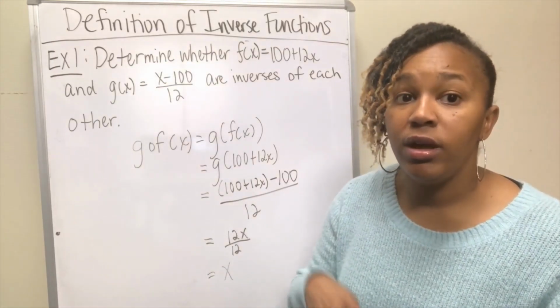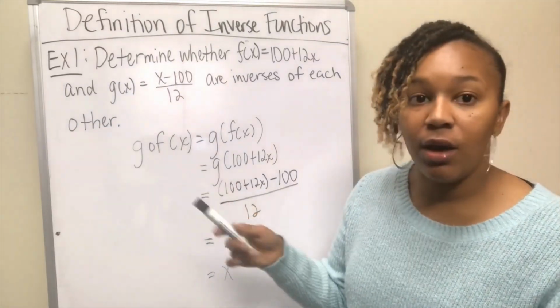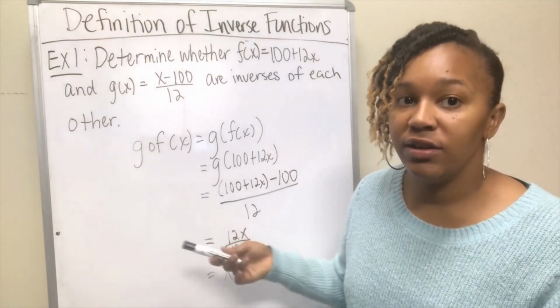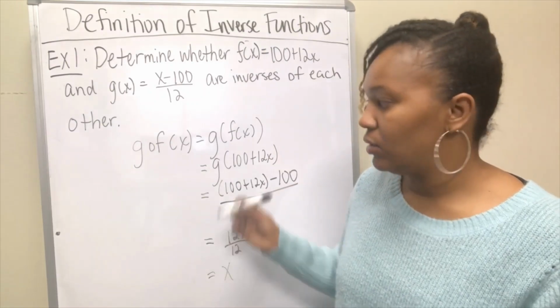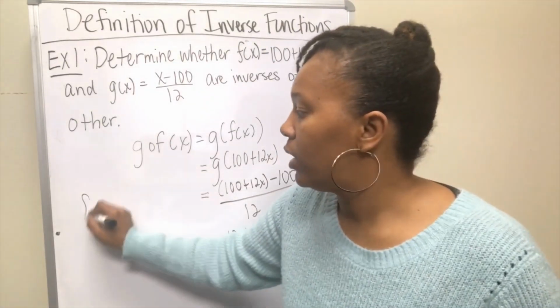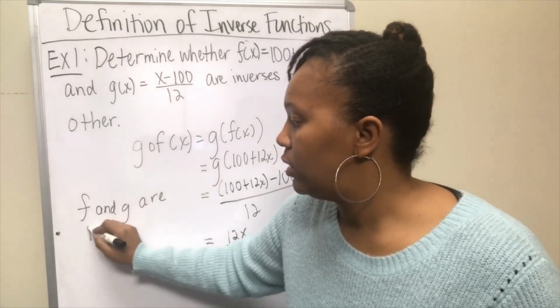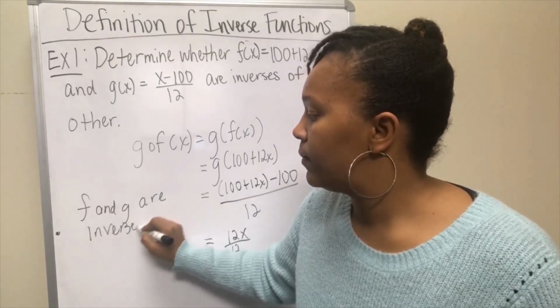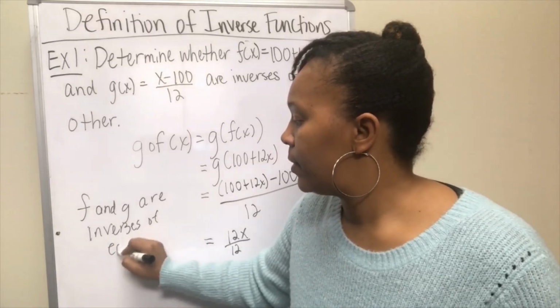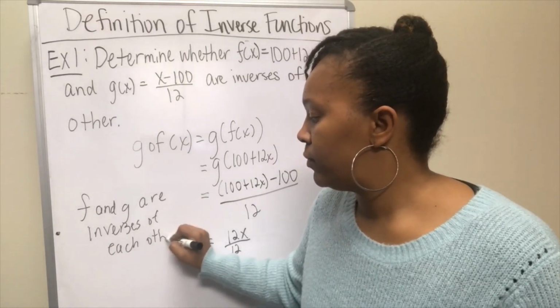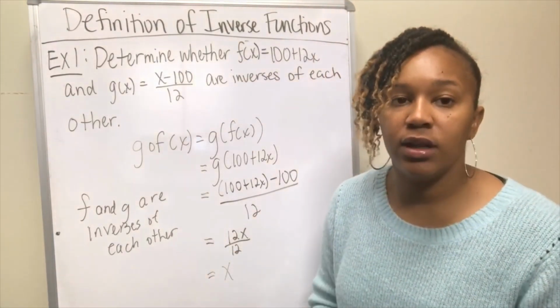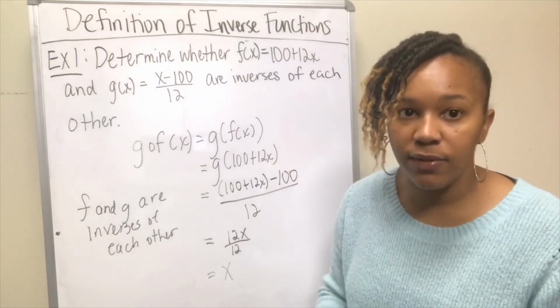So we found f of g of x was x, and now g of f of x is also x. Since they both equal x, we can conclude that f and g are inverses of each other. And that's all you have to do to verify that they're inverses of each other using the definition.